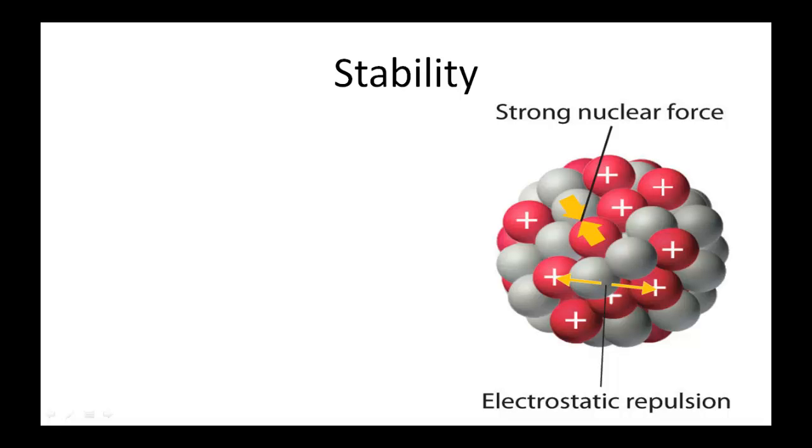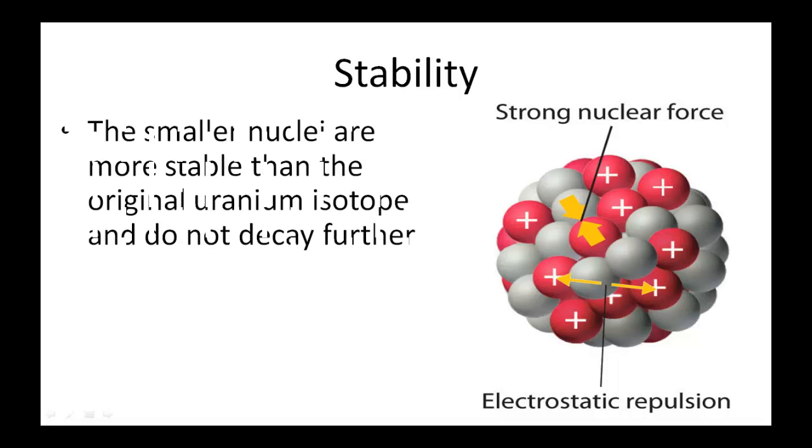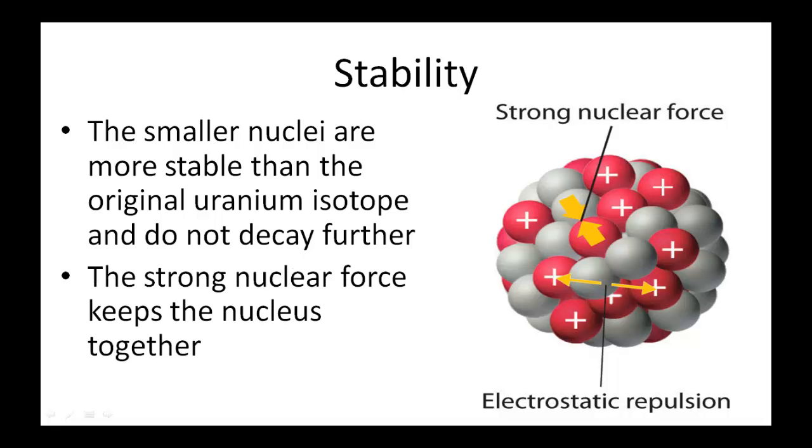Adding that extra neutron is the straw that broke the camel's back and causes the nucleus to split into smaller nuclei. The smaller nuclei are more stable than the original large uranium isotope and do not need to decay further. Their strong force is more powerful than the electrostatic repulsive force of the protons repelling each other. The strong nuclear force, then, keeps the nucleus together.